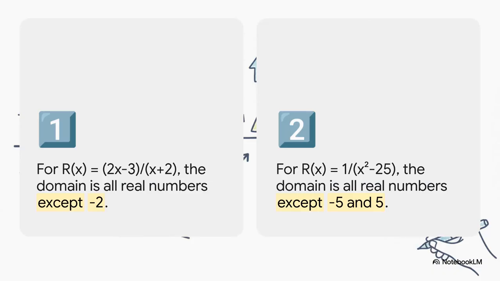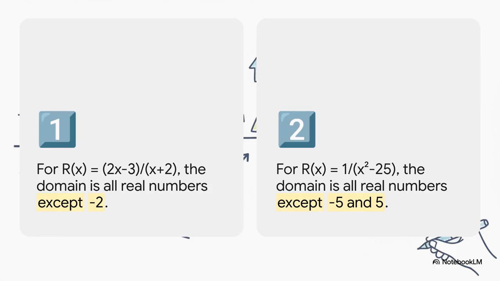Let's look at a couple of quick examples. On the left, our denominator is x plus 2. So what x value would make that 0? Well, if we solve x plus 2 equals 0, we get x equals negative 2. So the domain is literally every number in the universe except for negative 2. Simple, right?